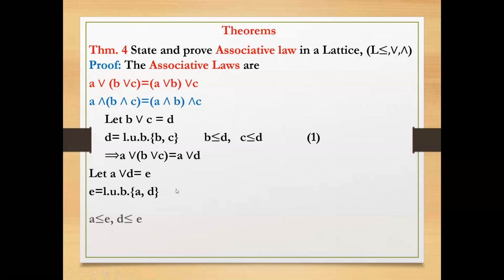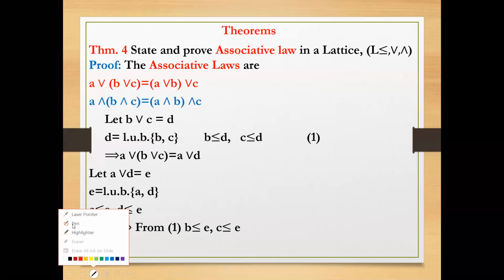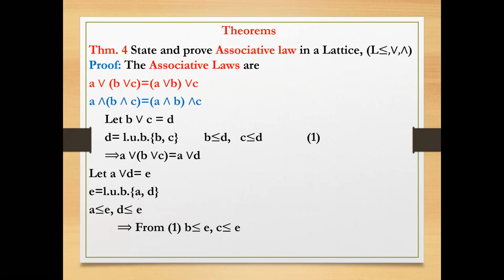If it is the least upper bound, then again the same thing, it is an upper bound. So A is less than or equal to E, D is less than or equal to E. So from 1 you have to compare only this equation, D less than or equal to E, with these two equations from 1.